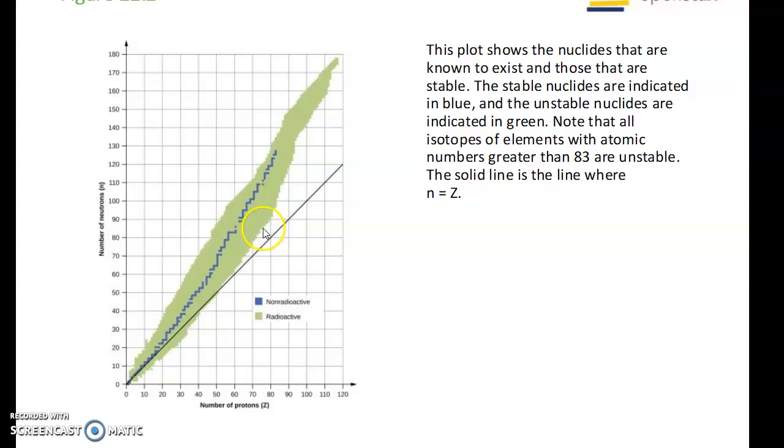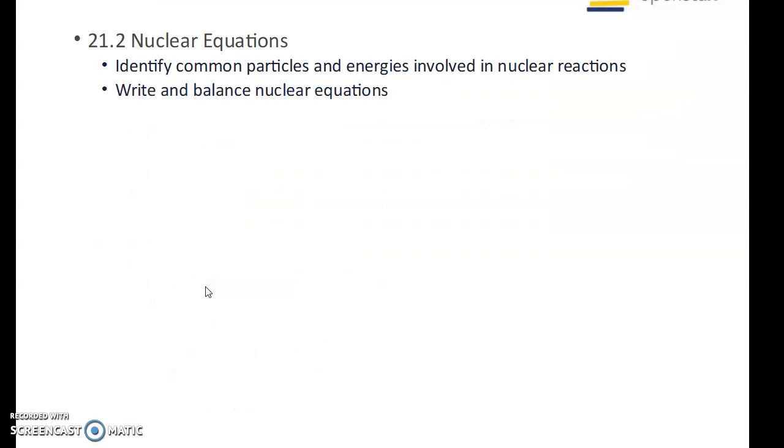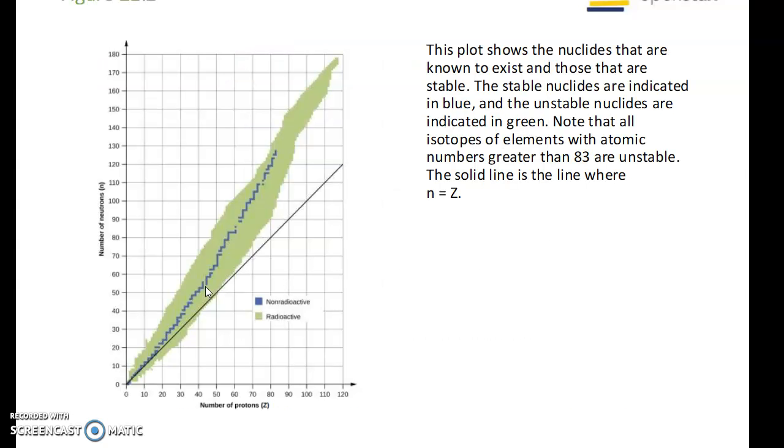The solid line is where N equals Z. Okay, so this would be your number of protons, Z, equals the number of neutrons, N. So you see that you have to have quite a bit more neutrons as you get more protons, as you would expect, because you've got the high number of positive charges there, and the neutrons help hold it together so that they don't repulse each other too much.